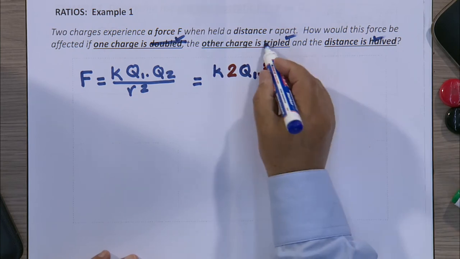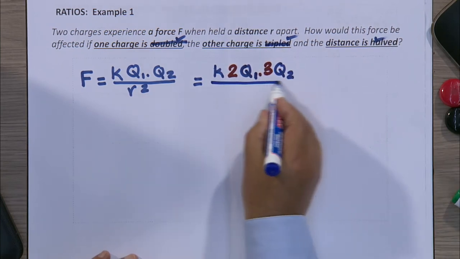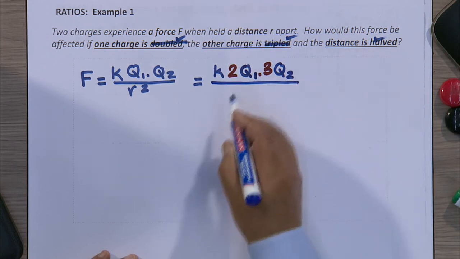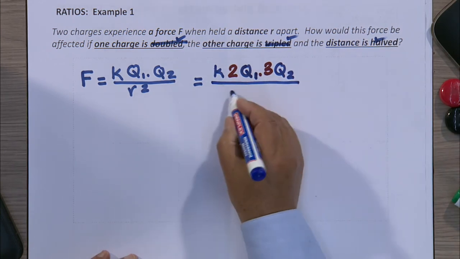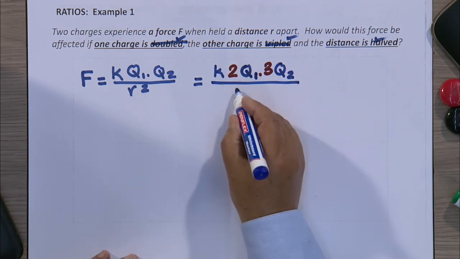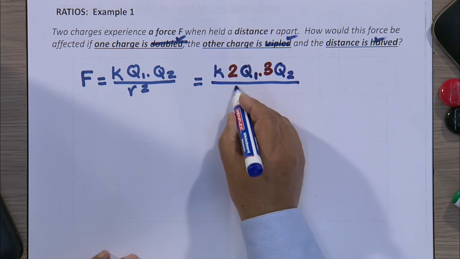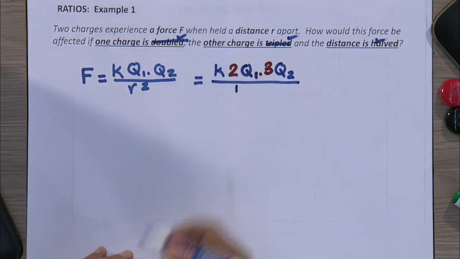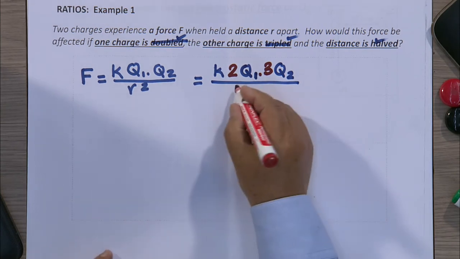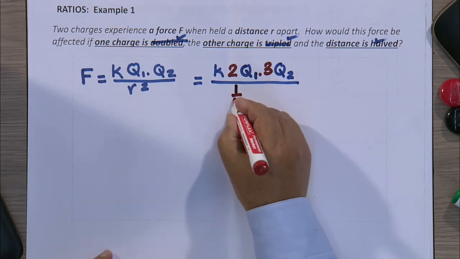Okay, so I've done that part. And now I say, and the distance is half. Now you must watch carefully. So I get not R, not one R, but half R. Oh, I should have done that in red, isn't it? I should have done that in red, half, because that is changing.